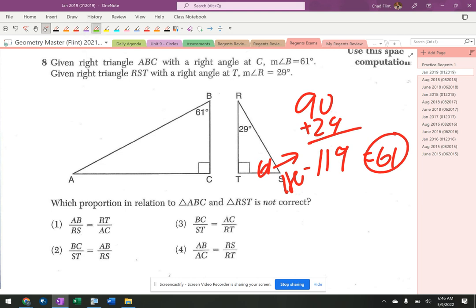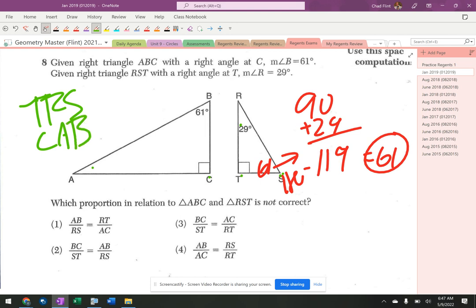So I'm going to write my letters down here. TRS. So the right angle is at C. 61, R is 29, that's A. And then that's going to leave you with 61 is at S and B.